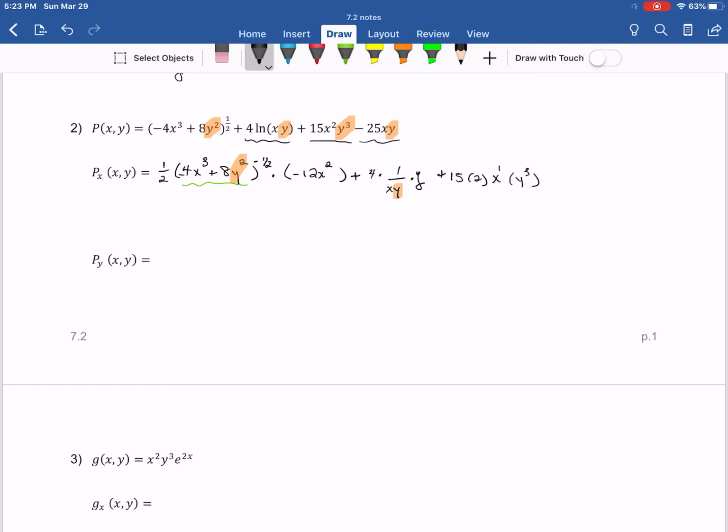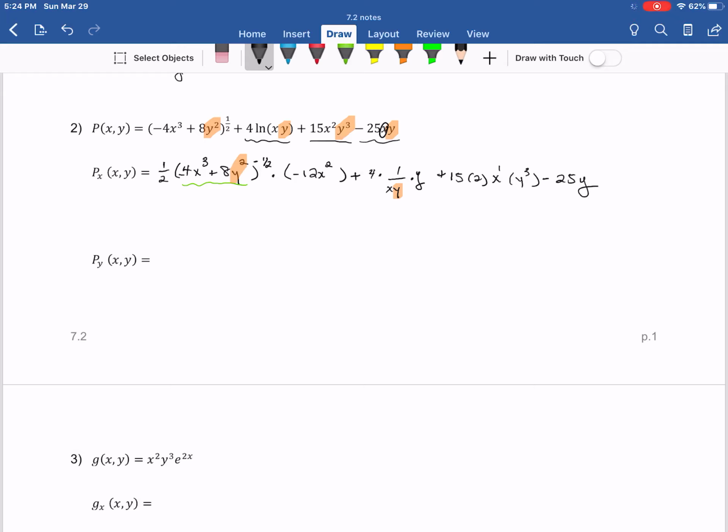The last term right here, negative 25xy, taking the derivative, y is your constant. Say that to yourself as much as you need to. Now that we're not in the classroom, when we're taking tests, you can talk to yourselves. Nobody's going to think you're weird, and you're not going to disrupt anybody. So, negative 25xy, the only variable is the x, right there. So the derivative of negative 25xy is negative 25 times y, right?